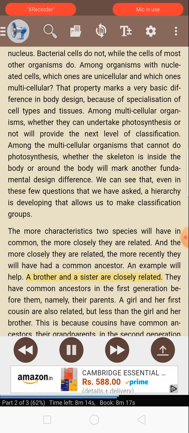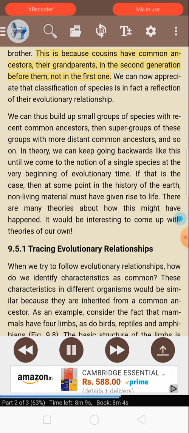An example will help. A brother and a sister are closely related. They have common ancestors in the first generation before them, namely, their parents. A girl and her first cousin are also related, but less than a girl and her brother. This is because cousins have common ancestors, the grandparents, in the second generation before them, not in the first one.